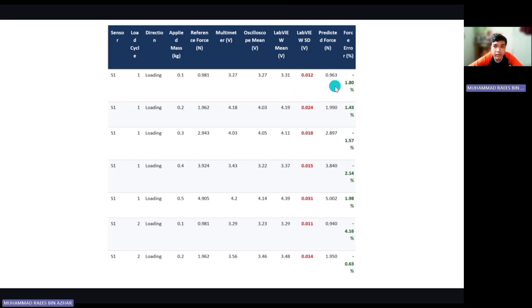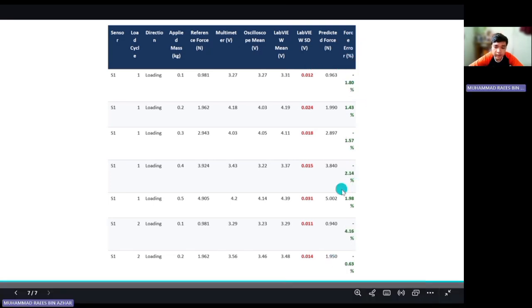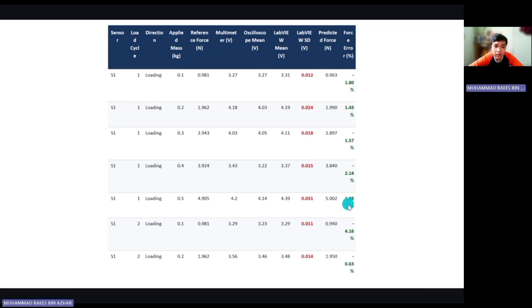This is the example of the data. So here we have the predicted force, and this is the actual force that we get from an actual experiment. To calculate the error, we simply take the predicted force, minus the reference force, divide it by the reference force, and that is how we get the force error. This is going to help us understand further and find problems in our project, to make sure that the data we collect from the experiment is accurate.